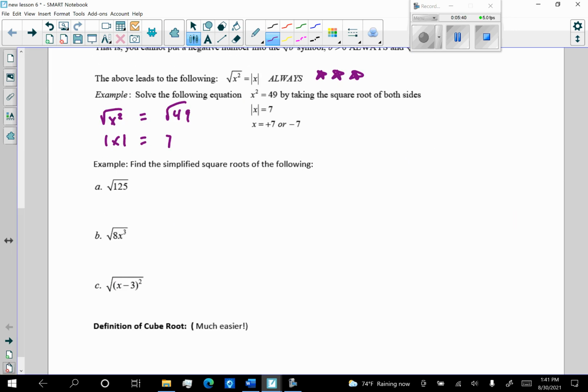So the square root of 125 isn't simplified because this 125 has a perfect square factor. Anybody know what that perfect square factor is? 125 has a factor that's a perfect square. 25. So the square root of 125, we're going to simplify this as the square root of 25 times the square root of 5. Why? Because 5 times 25 is 125. What's the square root of 25?